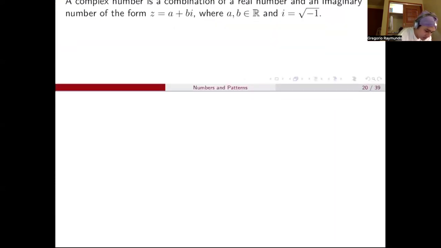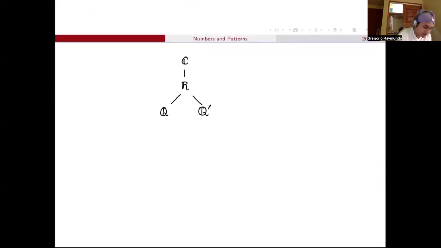Nandito ang complex numbers. Tapos, nandito ang real numbers. Ang real numbers, it can be partitioned between the rational and irrational. Tapos, under irrational, nandiyan ang integers. Under integers, nandiyan ang whole numbers. And nasa baba ng whole numbers, natural numbers, and zero.